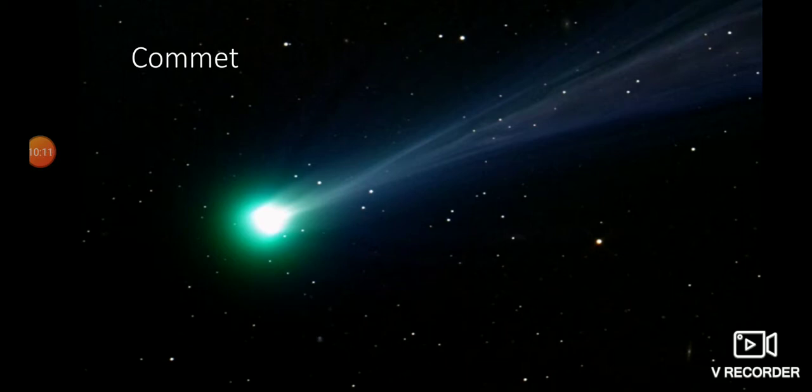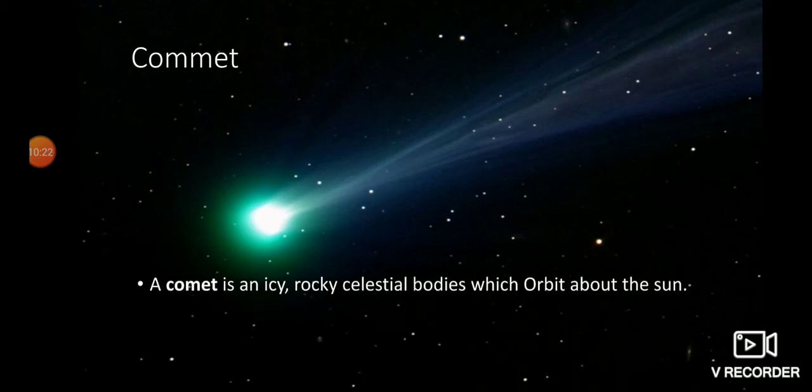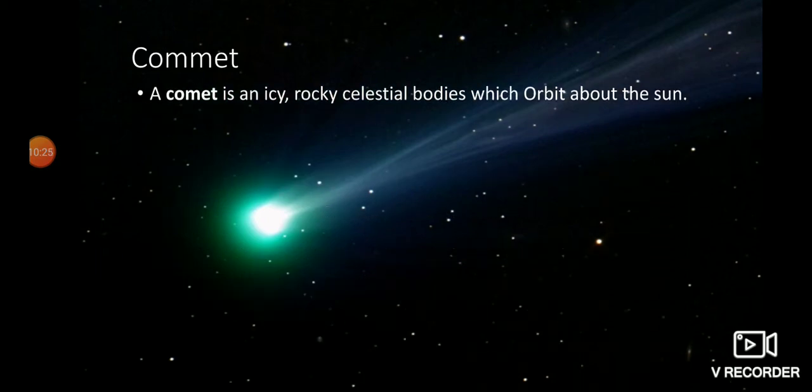Now we'll learn about comets. A comet is also a celestial body which moves periodically about the sun. A comet is an icy, rocky celestial body which orbits the sun in a periodic time. One example is Halley's comet, which can be seen after 76 years. Another comet, named Encke, goes around the sun in 3.3 years.